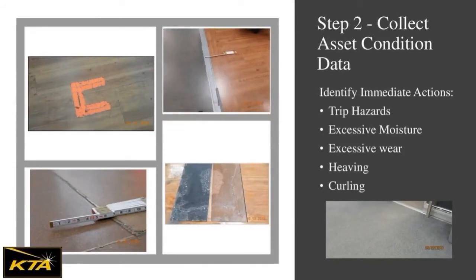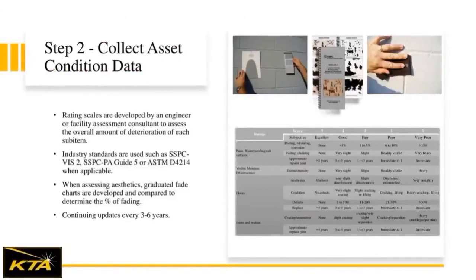Also, with flooring, we may need to identify immediate actions such as trip hazards, excessive wear, excessive moisture, heaving, or curling. And so as we collect the condition data, we've got to think about the rating scales.